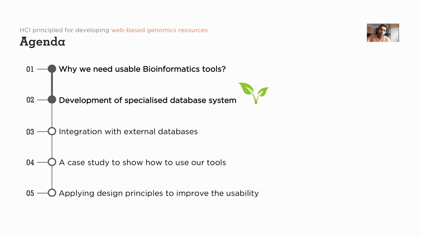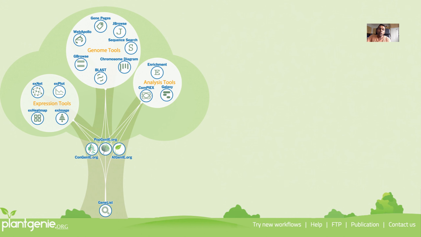Now let's take a look at how we can develop those specialized database systems. In Plangini, we established a specialized web resource called Plangini, which is the Plant Genome Integrative Explorer, to search and explore genomics and transcriptomic data for different plant species.